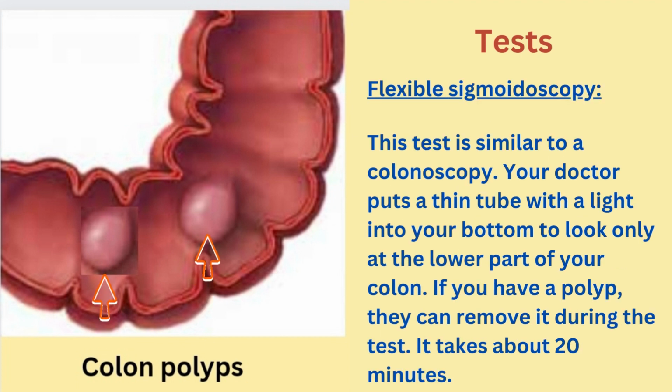The next test is the flexible sigmoidoscopy. This test is similar to a colonoscopy. Your doctor puts a thin tube with a light into your bottom to look at only the lower part of your colon. If you have a polyp, they can remove it during the test. It takes about 20 minutes.